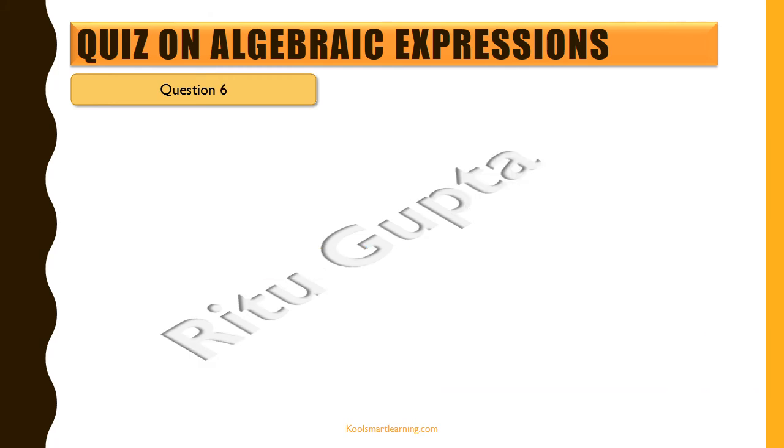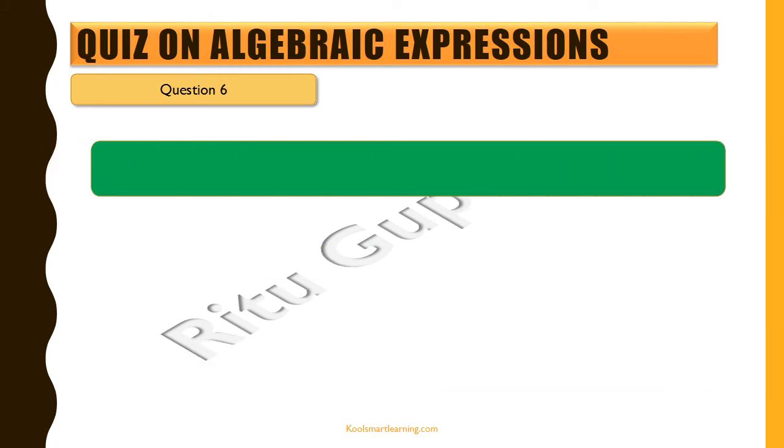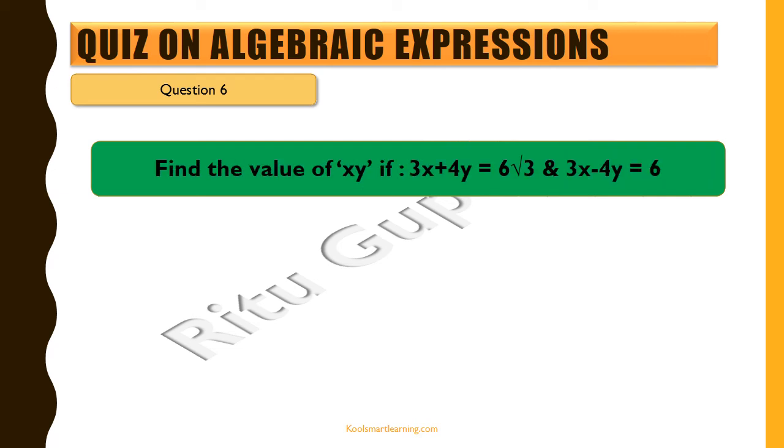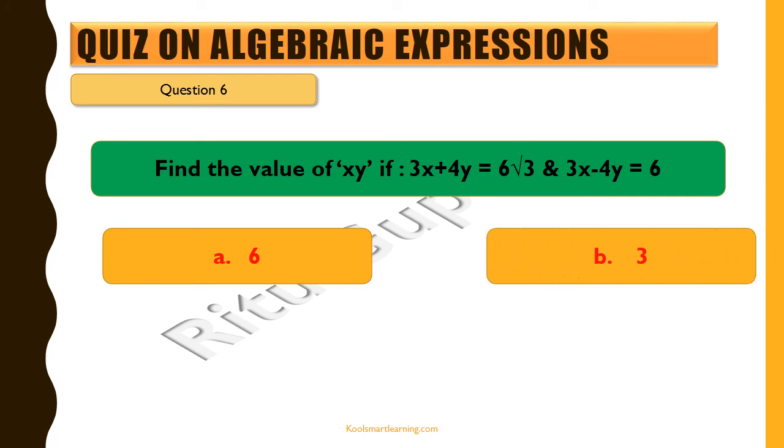Now coming to the last question on algebraic expressions. We need to find the value of xy if 3x plus 4y is equal to 6 root 3 and 3x minus 4y is equal to 6. And here are the options.